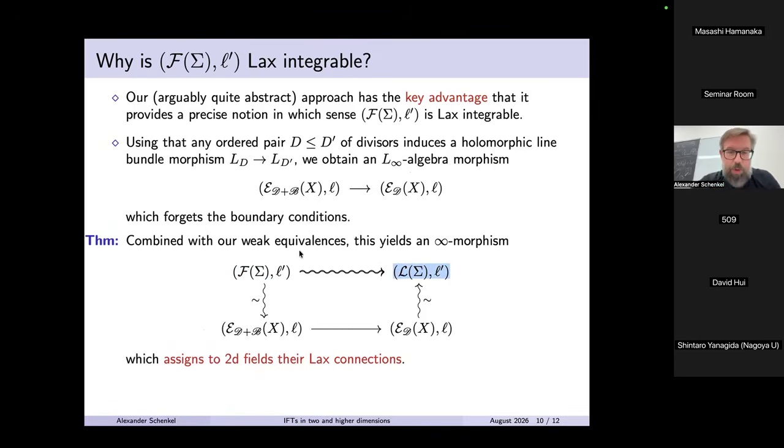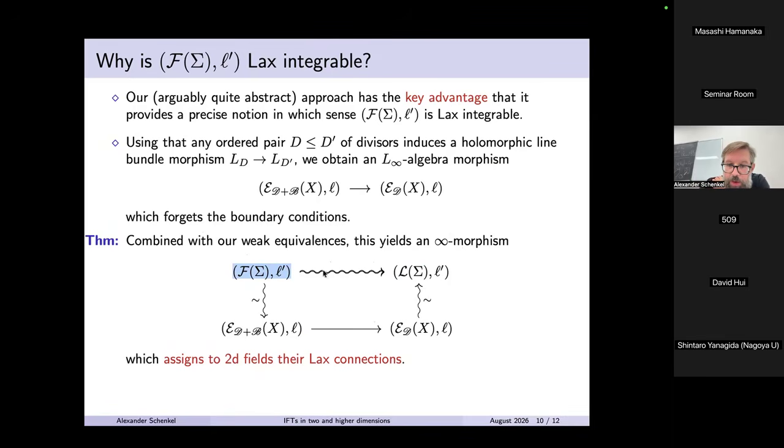So what you can now do is you compose all these maps. So you go from the L-infinity algebra describing your field theory on sigma to here, to here, to here. So you get an infinity morphism. So this is not a strict morphism. This is an infinity one because you did too much inverting quasi-isos here. So this is a complicated map, but again, you can compute it in examples, which assigns to fields their Lax connections.